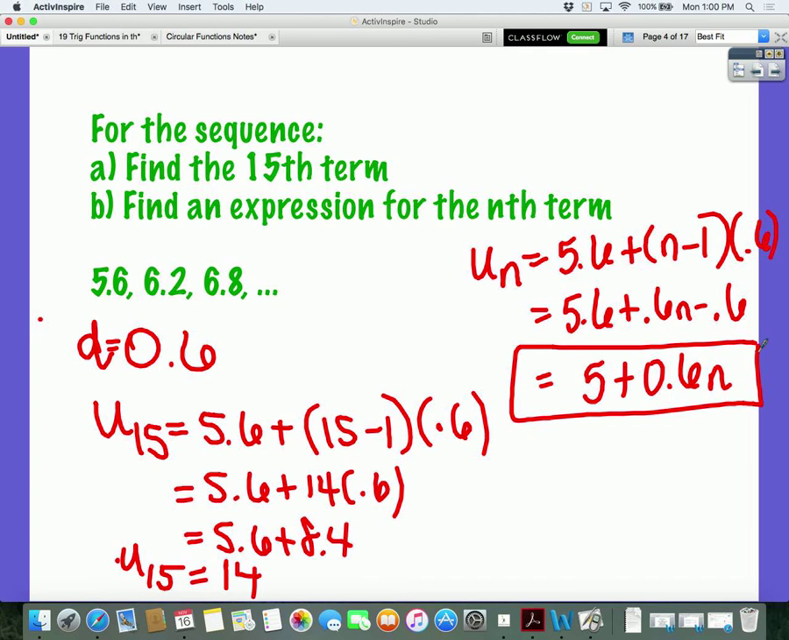Oh, so you actually do it out? Mm-hmm. So you actually get all the way down to a simplified form. Alright? That's what it means to find the expression. Questions?